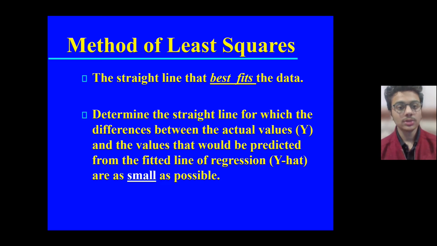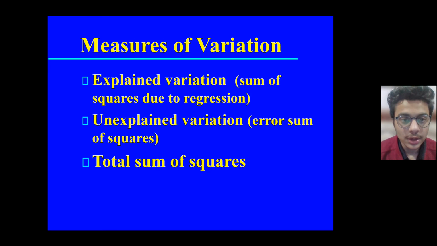Method of least squares: the straight line that best fits the data. Determine the straight line for which the differences between the actual values and the values predicted from the fitted line of regression are as small as possible. Measures of variation: explained variation, unexplained variation, total sum of squares.